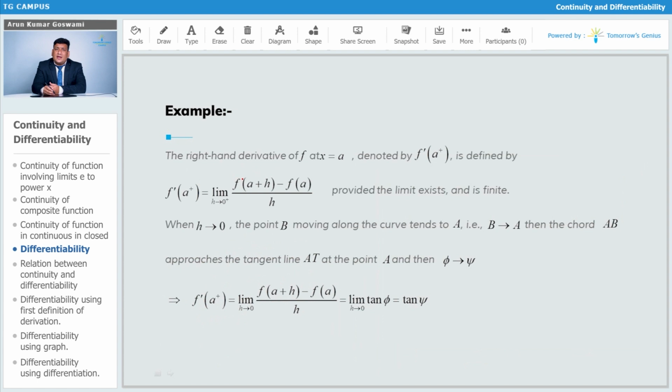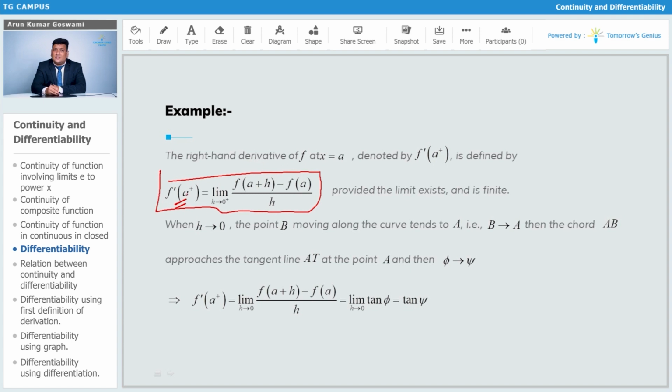So when we talk about the right hand derivative, again we have to use the limits here. We can represent it by f dash of a positive. This is a common formula for the derivative which we have to use to find the derivative, or check the existence of a derivative of a function.